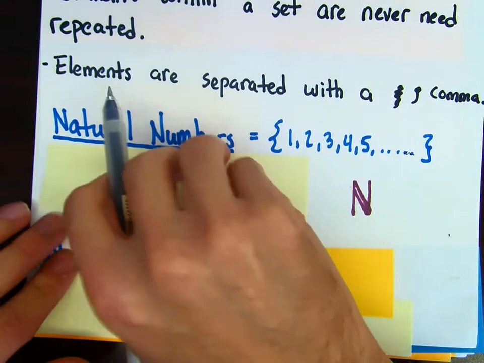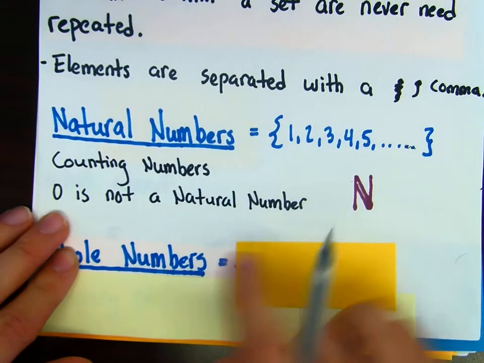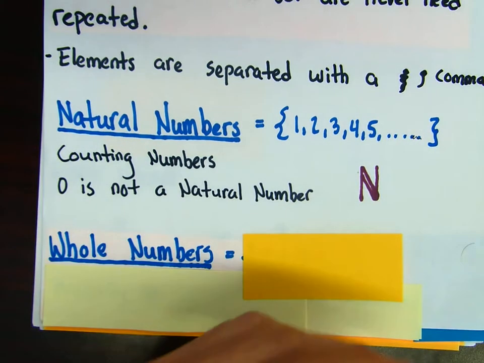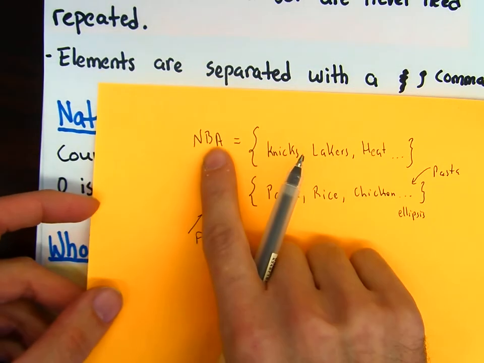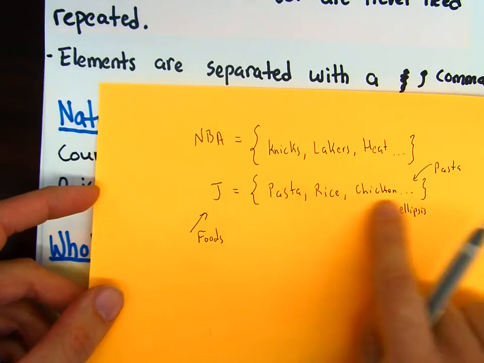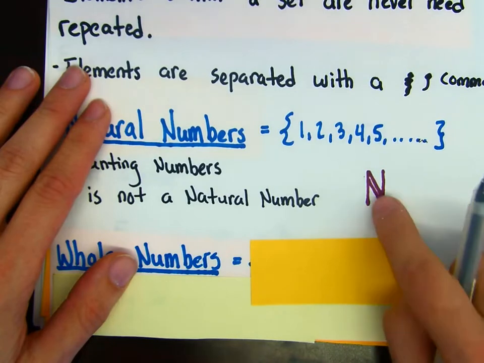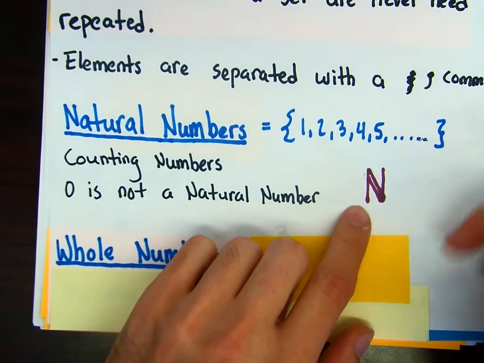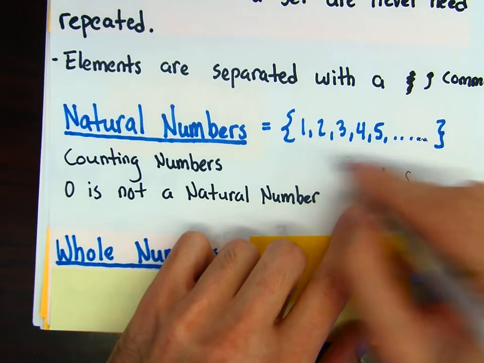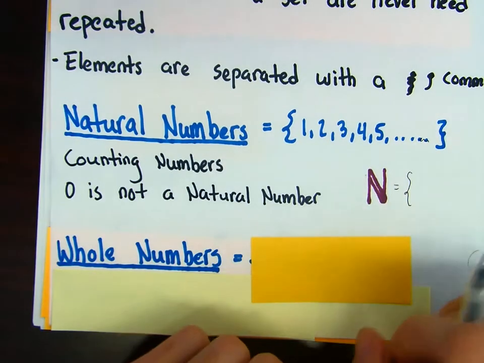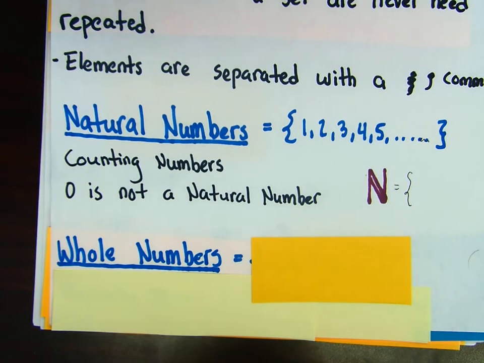And then here we could say that 0 is not a natural number. And the set, like over here, when we had the name of the set, NBA showed my NBA teams, this set J showed the foods I liked. Anytime you see this symbol, capital N, like this, it implies that this set is my natural numbers. Okay, you have to know this symbol. This symbol means natural numbers. Fantastic. Okay, so we did the first set.